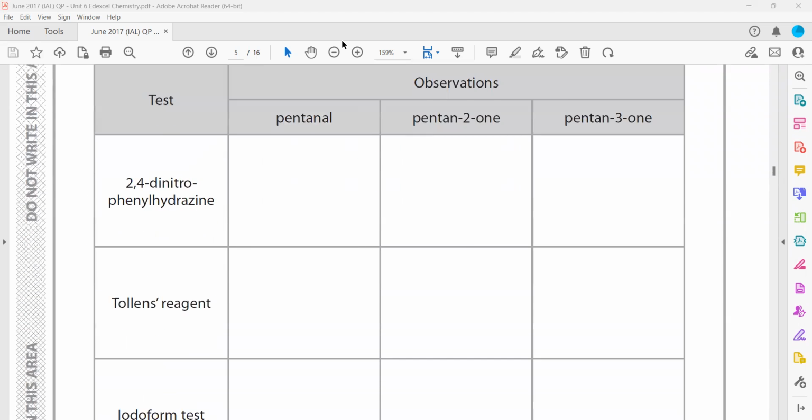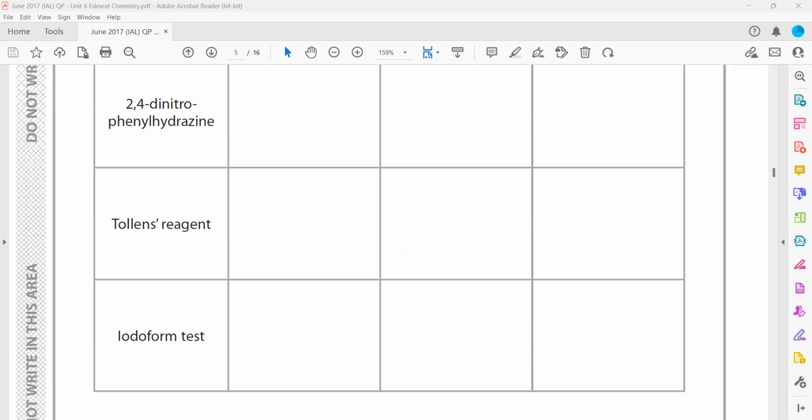Here you don't have to put a tick, you have to state the observation. What will the observation be? It will form a shiny solid or a silver mirror layer, and for the others there will be no reaction. For iodoform, it applies when a methyl group is next to the carbonyl group. So this one won't give a result, this one will, and this one won't. But you have to mention the observation in iodoform: a yellow precipitate and an antiseptic smell.